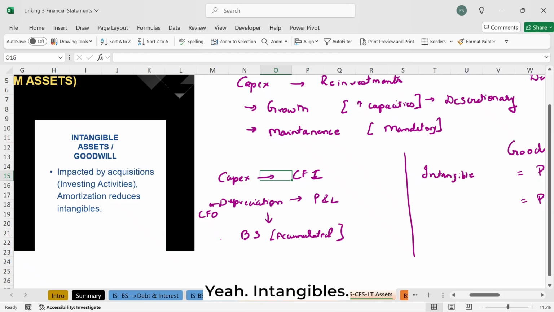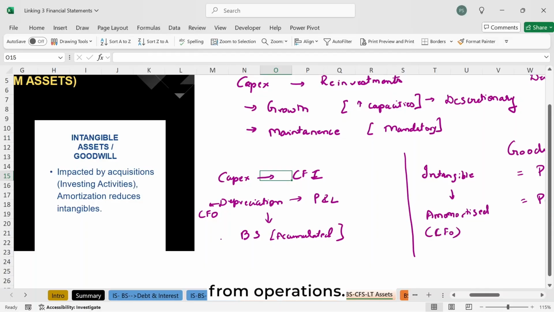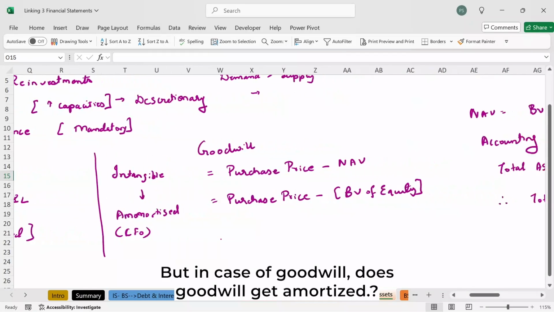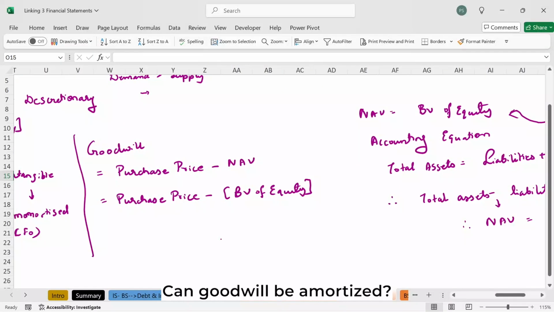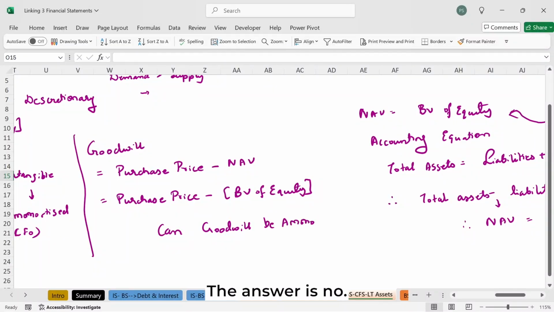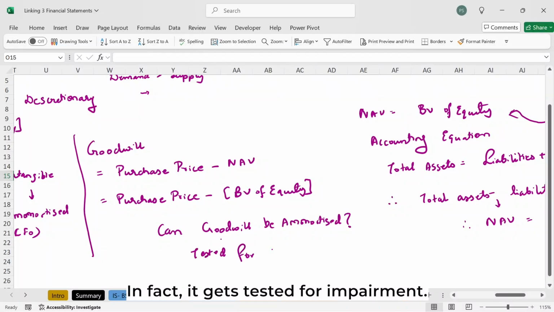Intangibles are amortized. Amortizations are non-cash. So obviously you will see them getting reversed in your cash flow from operations. But in case of goodwill, does goodwill get amortized? A very tricky and thought-provoking interview question. Can goodwill be amortized? The answer is no. Goodwill does not get amortized. In fact, it gets tested for impairment.